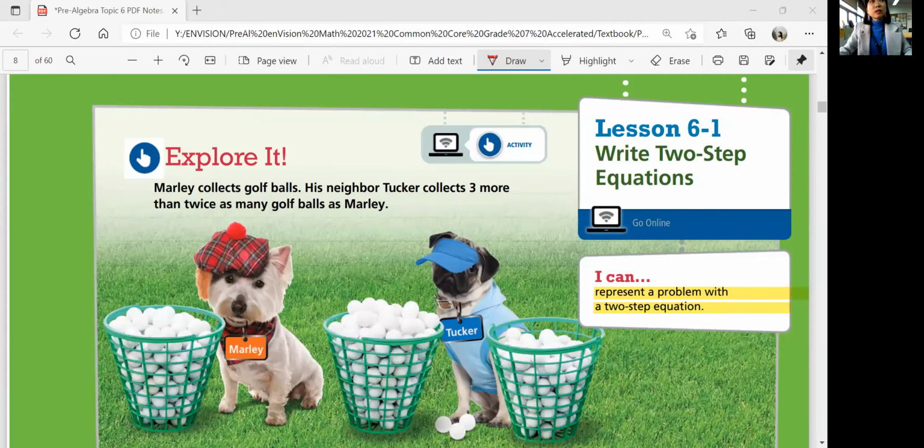Hi guys, this is Pre-Algebra, lesson 6-1. Write two-step equations. In this lesson, we'll be able to represent a problem with a two-step equation. Let's look at explore it.